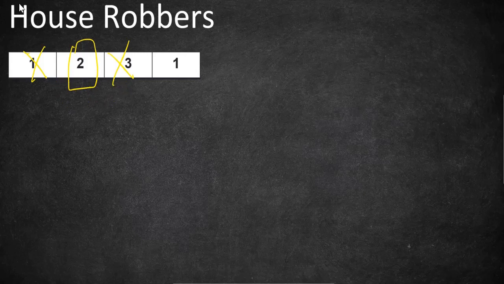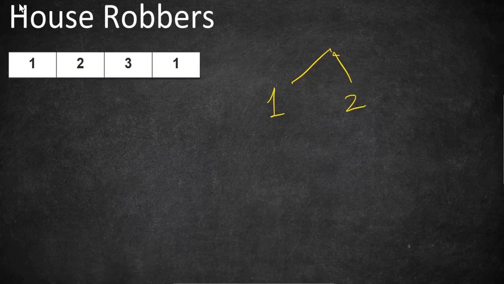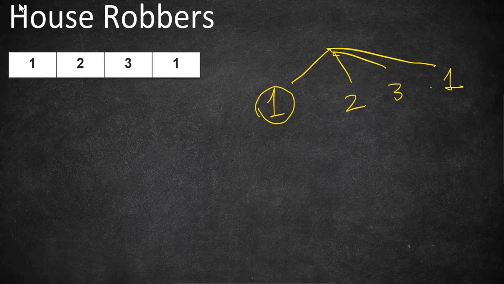For example, if we are trying to plan the houses and explore all the options to come to our solution, let's take our decision tree. Let's start. We are planning to rob house number 1, house number 2, house number 3, and house number 4, which is having the amount 1. Now if we are robbing house number 1, then in that case, we cannot rob house number 2. It will be ruled out for house number 1.